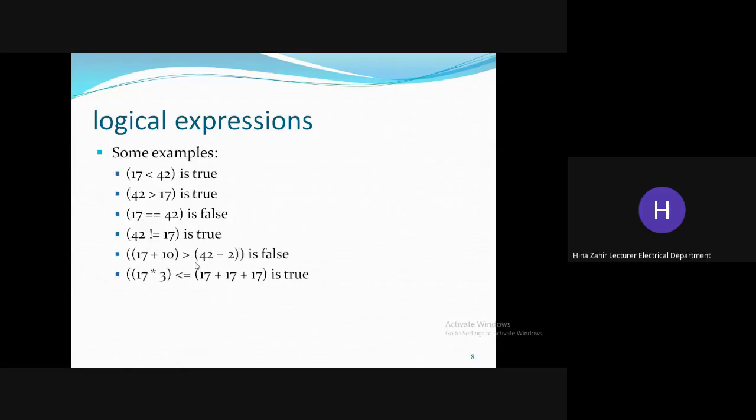Okay, now this is a logical expression. You see, data, operator, data. And we always write it inside small brackets. 17 is less than 42. True. 42 is greater than 17.